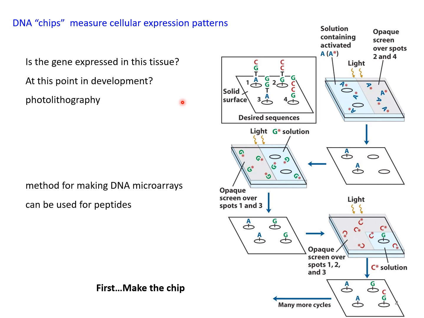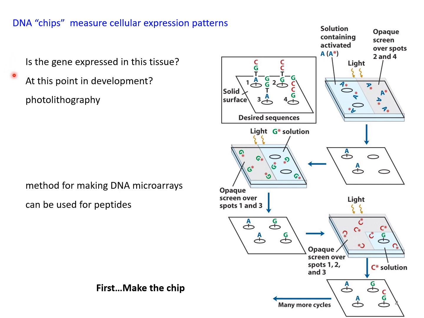Okay. What this is going to be used for primarily is gene expression. So you can say, is this gene expressed in this tissue? So you can take a particular tissue and isolate your DNA or messenger RNA from that, and then put it on the chip and then read it. And we'll see how this is done here in a second.